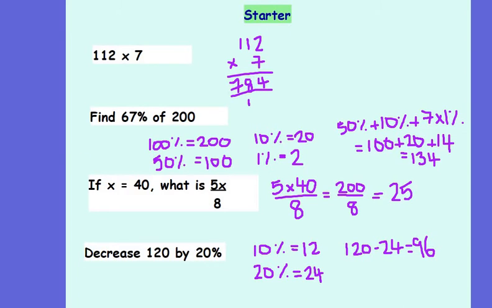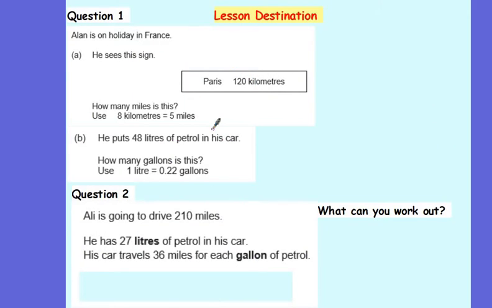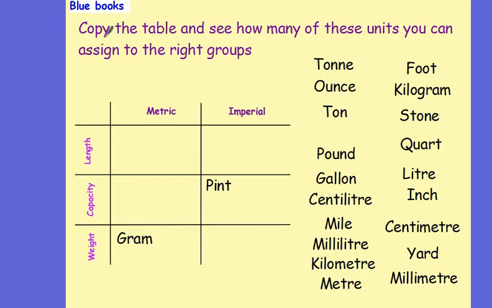Let's head into today's lesson. Here's our lesson destination of today. Questions like this. Paris is 120 kilometres away. How many miles is this? Litres, conversion into gallons. And again, combining it all together, how many litres, how many gallons, for how many miles. So we're looking at unit conversions.